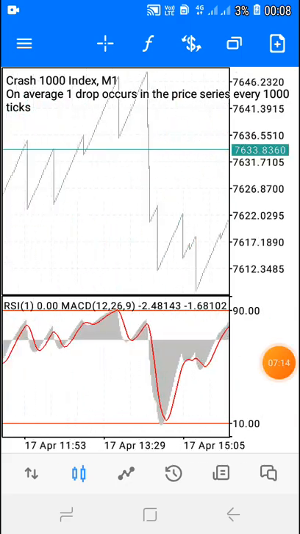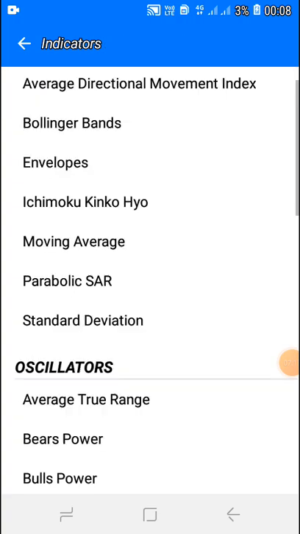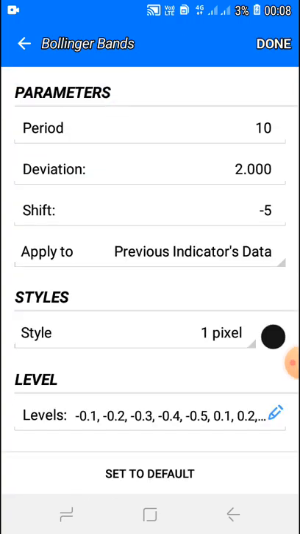But the thing is this, you need to add this indicator as well. Right now, click on the F plus button over here and add this indicator with it. Now make sure that your parameters are like this, the Bollinger Bands, okay?